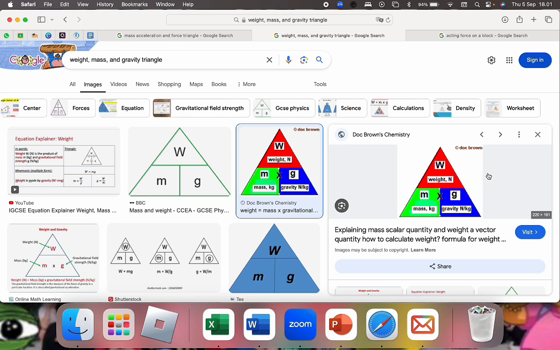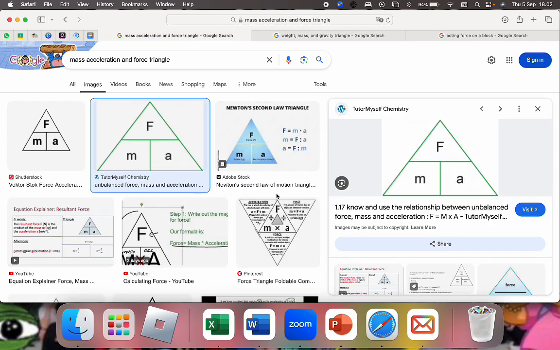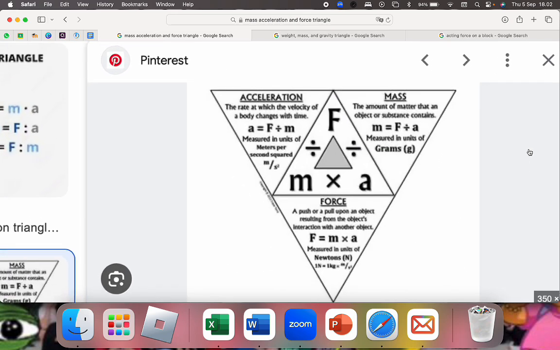So for this, it's practically the same. In order to find weight, it's mass times gravity. If you want to find the weight on a certain planet, then you have to multiply the mass of the object with the gravity of the planet or whatever. If you want to find the mass, then it's weight divided by gravity. And if you want to find the gravity, it's the weight divided by mass. Same thing. And if you still don't understand, you can take a look at this diagram.